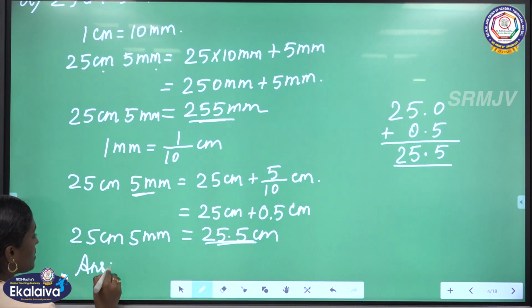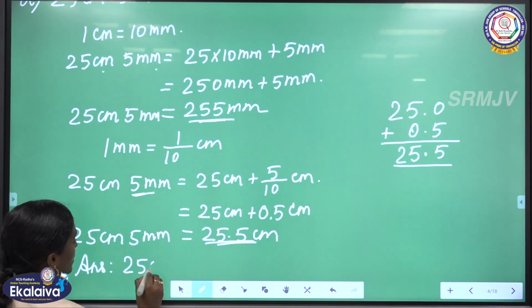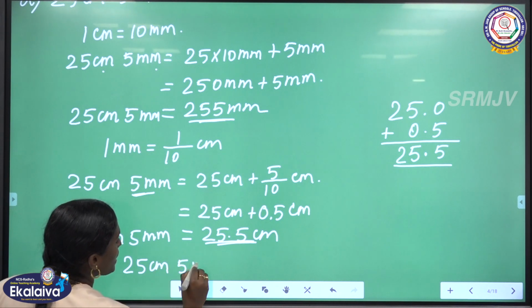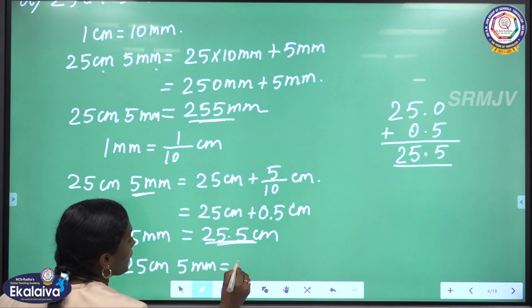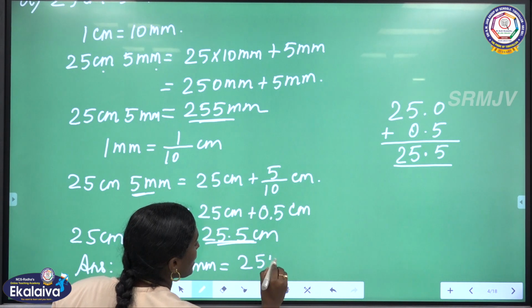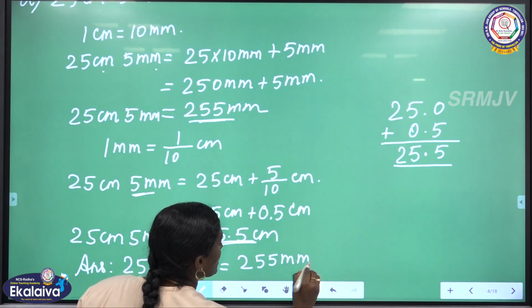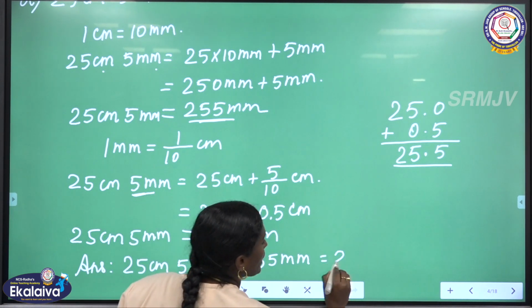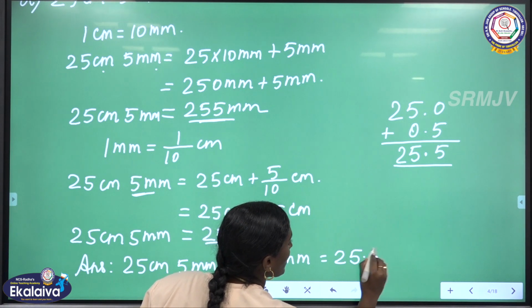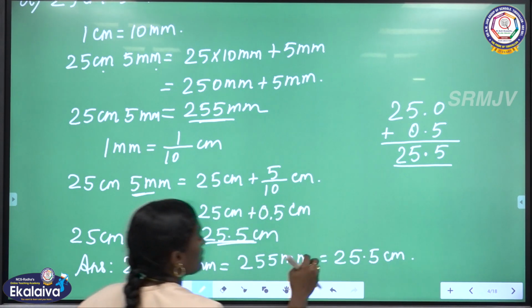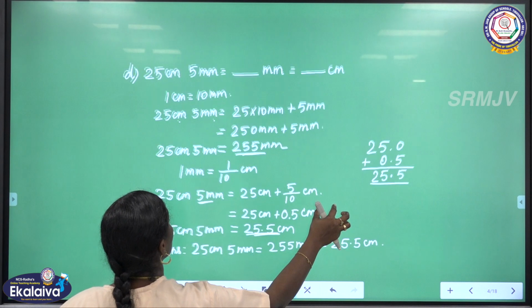So let us write the answer statement. 25 centimeter 5 millimeter is equal to 255 millimeter, which is equal to 25.5 centimeter. Was it clear, children?